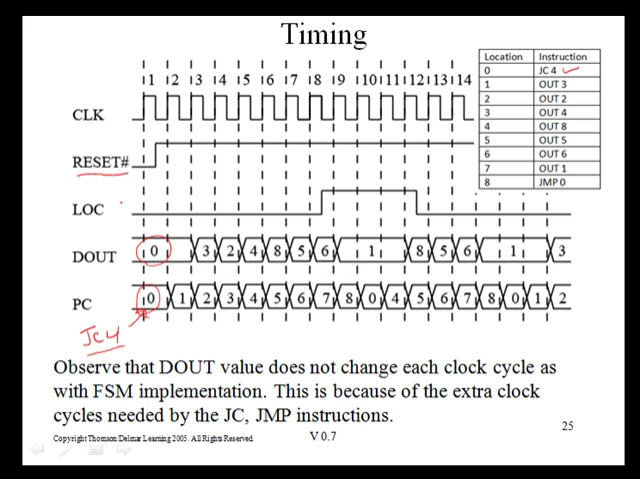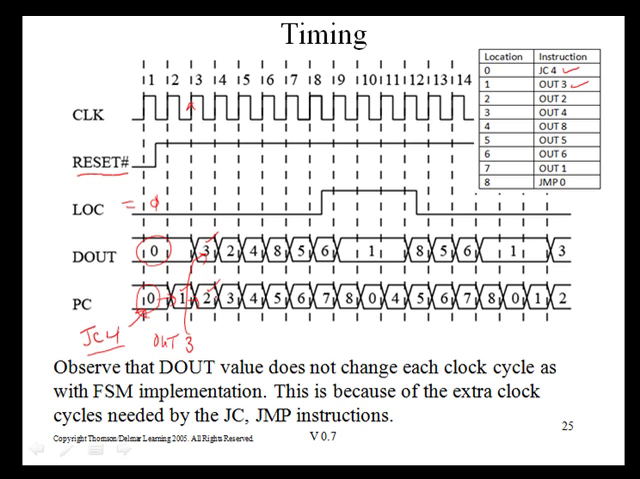Because our loc input during this clock cycle is a 0, we are not going to jump to location 4. We're simply going to increment the program counter to the next address, which is going to be location 1, and we're going to fetch and execute the instruction out 3. This 3 is going to be loaded into our dout register on that rising clock edge, so our dout bus will then show a 3, and our program counter will increment to location 2.